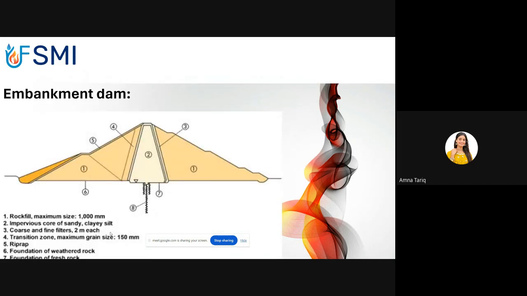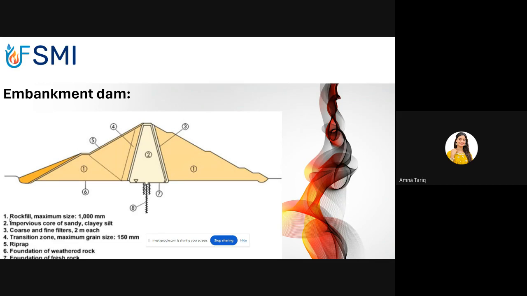Okay, so this is the diagram of embankment dams. With the help of these diagrams, we understand the embankment dam process. Okay, we can see the numbers shown in these diagrams. So we understand these numbers one by one, what the working process of each is, and how with the help of this dam we generate electricity. So first number is rock fill. Okay, the bulk of the dam is made of rock fill.